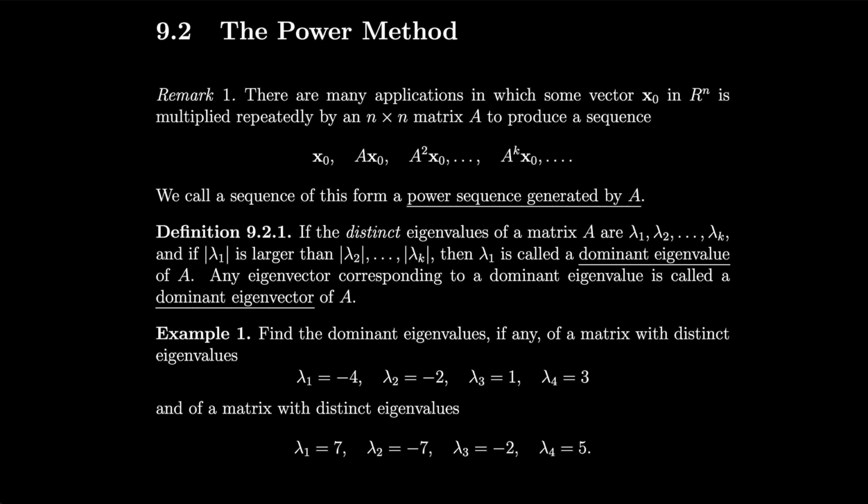If the distinct eigenvalues of a matrix A are lambda 1 through lambda k, and if the absolute value of lambda 1 is larger than the absolute value of lambda 2, and so on through lambda k, then lambda 1 is called the dominant eigenvalue of A. Any eigenvector corresponding to a dominant eigenvalue is called a dominant eigenvector of A. So basically just the biggest in absolute value.